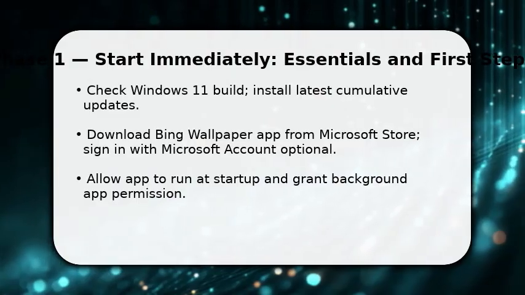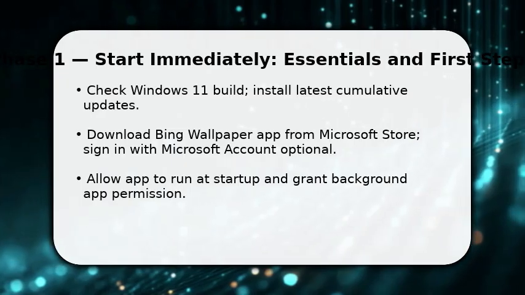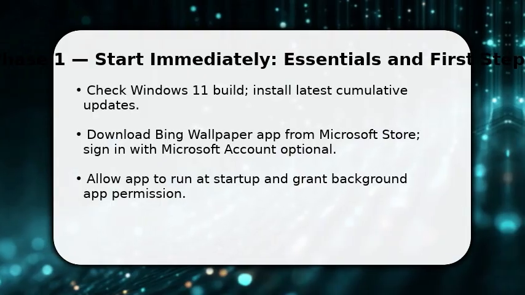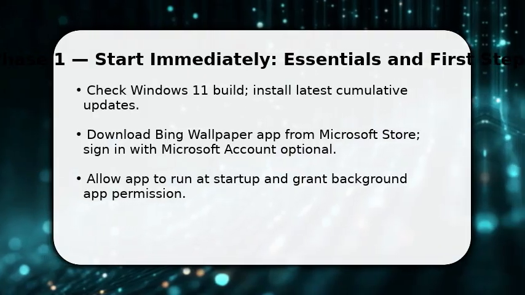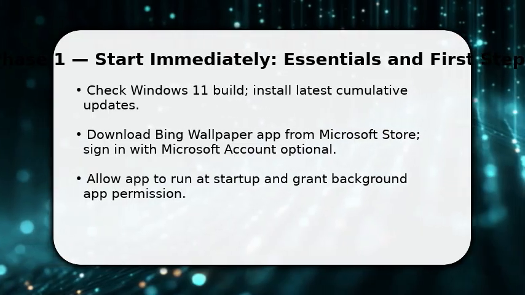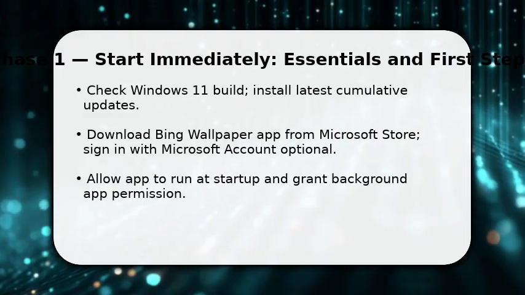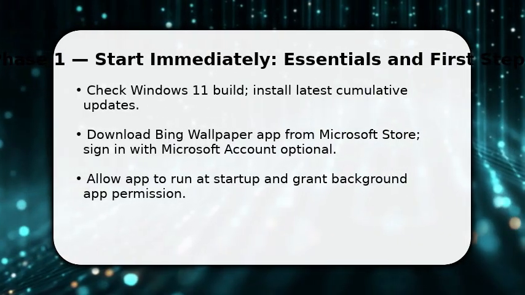You start by making sure Windows 11 is current, so updates won't block the Wallpaper app. Once done, open Microsoft Store and install Bing Wallpaper. Sign in if you want synced favorites. After installation, make sure the app is allowed to run at startup and granted background permissions. This keeps daily images arriving.